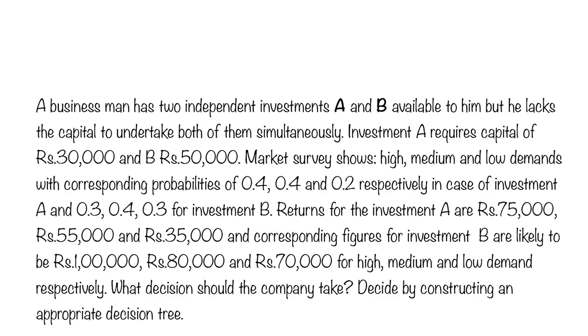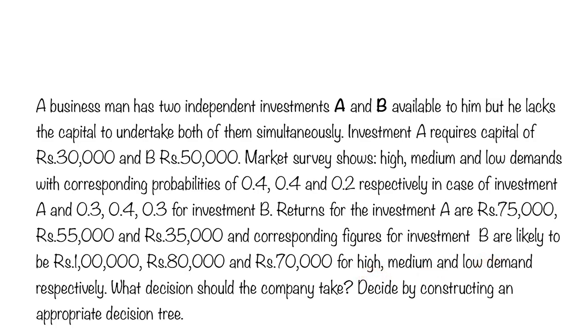Similarly, let's talk about the investment B. Here the return is 1,00,000, 80,000 and 70,000. The initial investment was 50,000. So when you deduct 50,000 out of 1 lakh, it gives you the profit. So deduct 50,000 out of 80,000. So it gives us 30,000 as a return or profit, and 70,000 minus 50,000, 20,000 is the profit for high, medium and low demand, right?